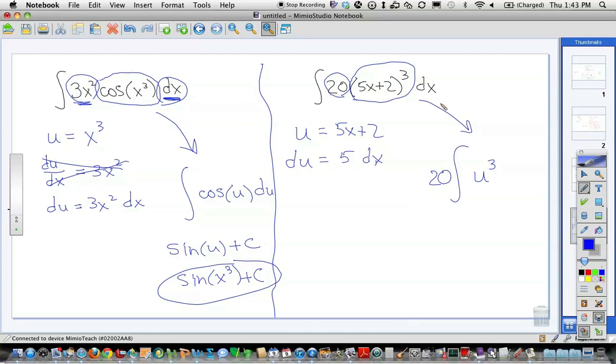But I still have to see. Now, some people would be tempted to quit right there, and that'd be wrong. Because I have, and this is why I like to circle things, I have not accounted for the dx. Right? I have not substituted out the dx. So what is dx equal to?